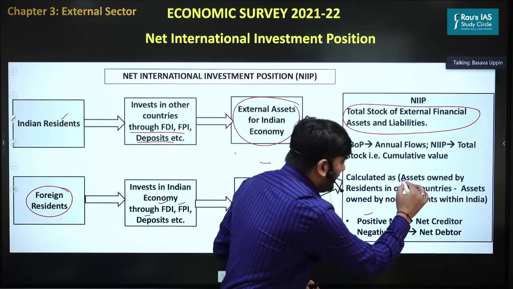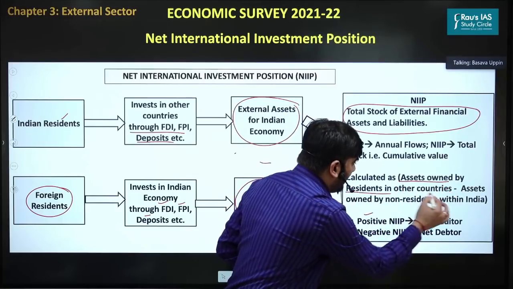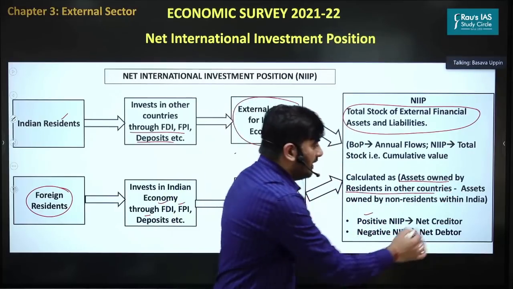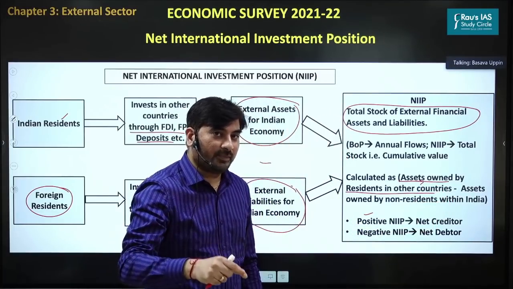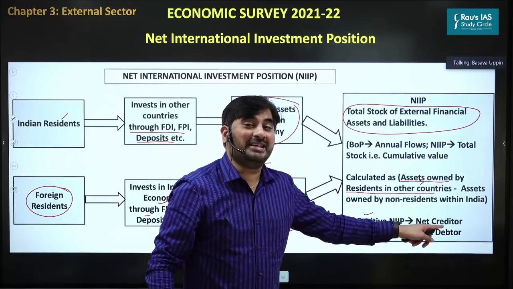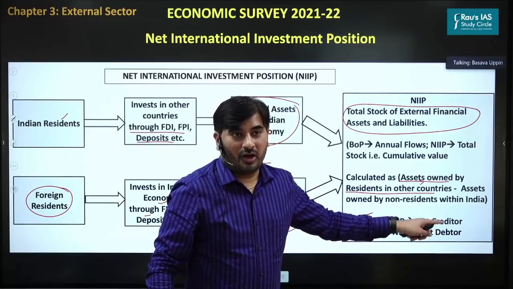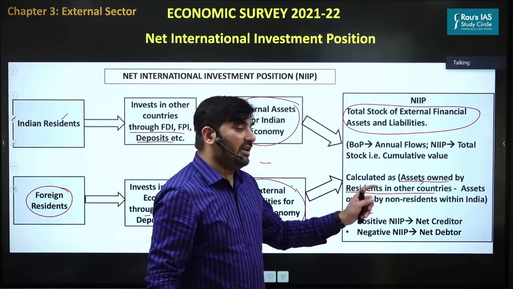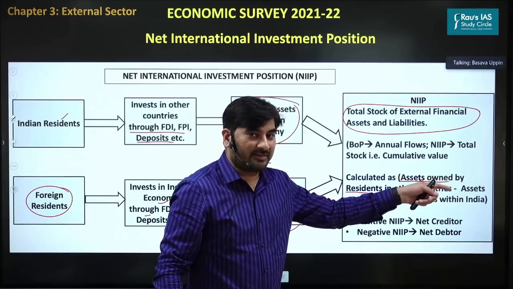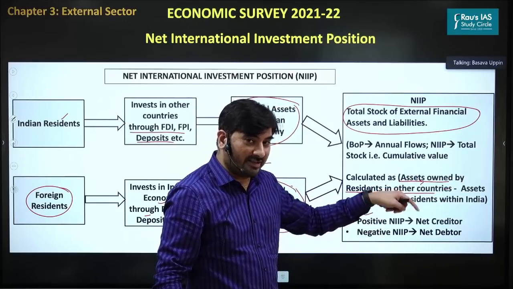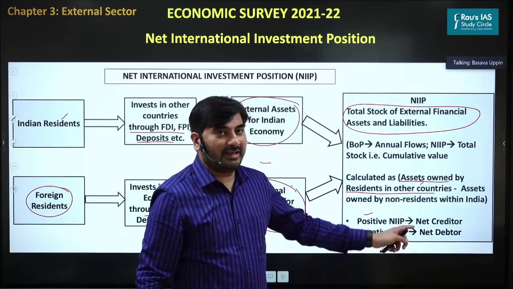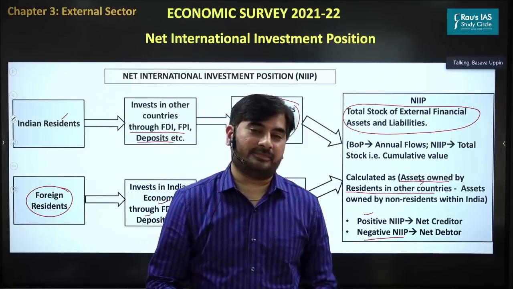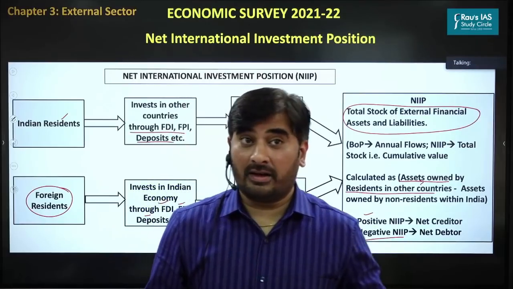It means that the assets that we own in other countries are more than the assets that non-residents own in India. So that means that India is a net creditor country. On the other hand, if we own fewer assets in other countries and if foreign residents own more assets in India, then the value of NIIP would be negative and India would be a net debtor country. Are we clear on this?